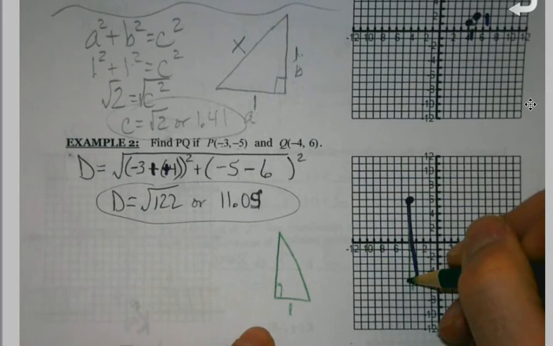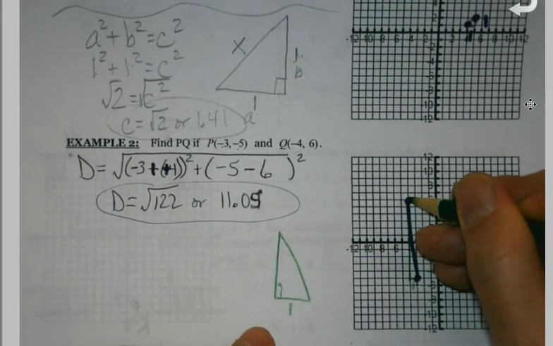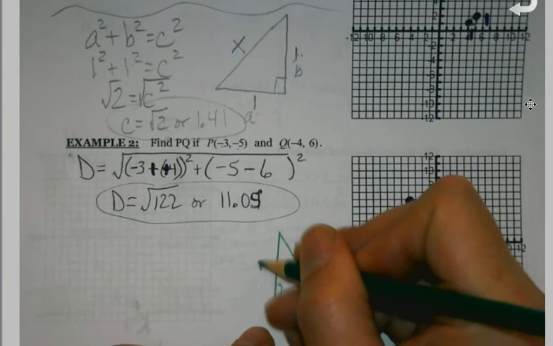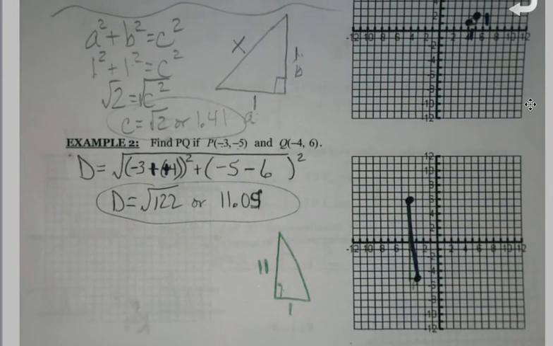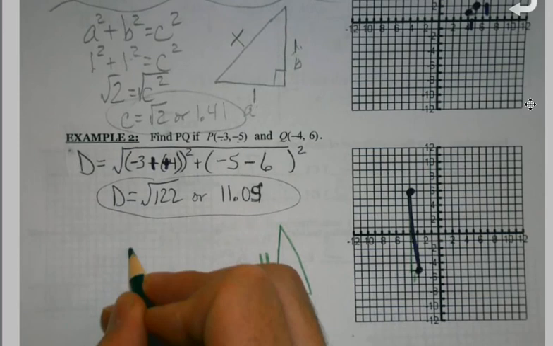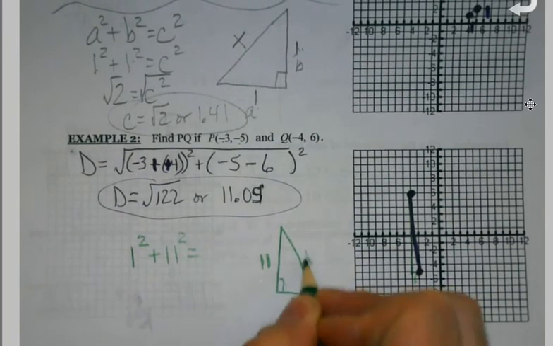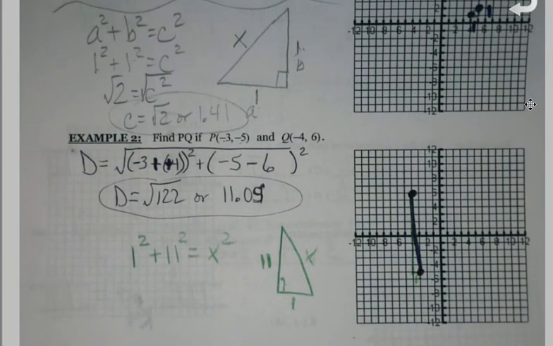But it goes up 1, 2, 3, 4, 5, 6, 7, 8, 9, 10, 11, which again is hard to see because my line gets in the way. So I'd go 1 over and 11 up. And you'll notice a pattern develop here. 1 squared plus 11 squared is going to be my distance.